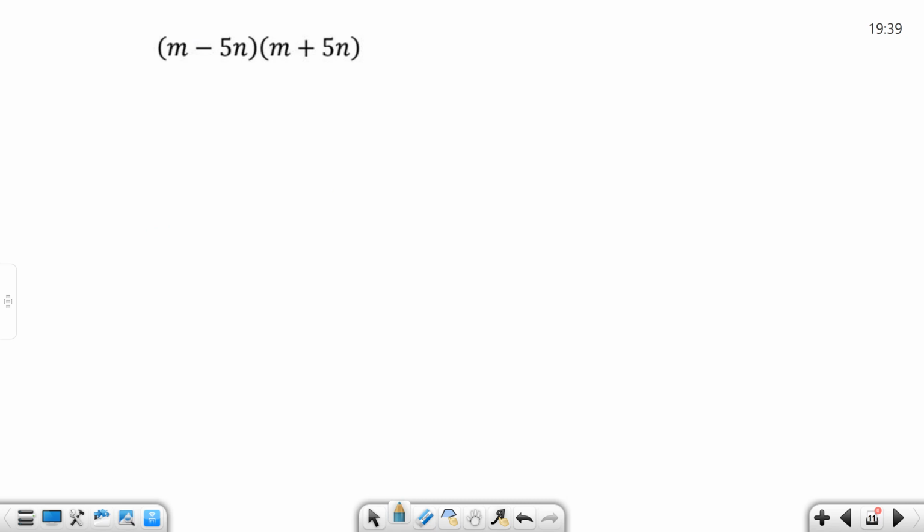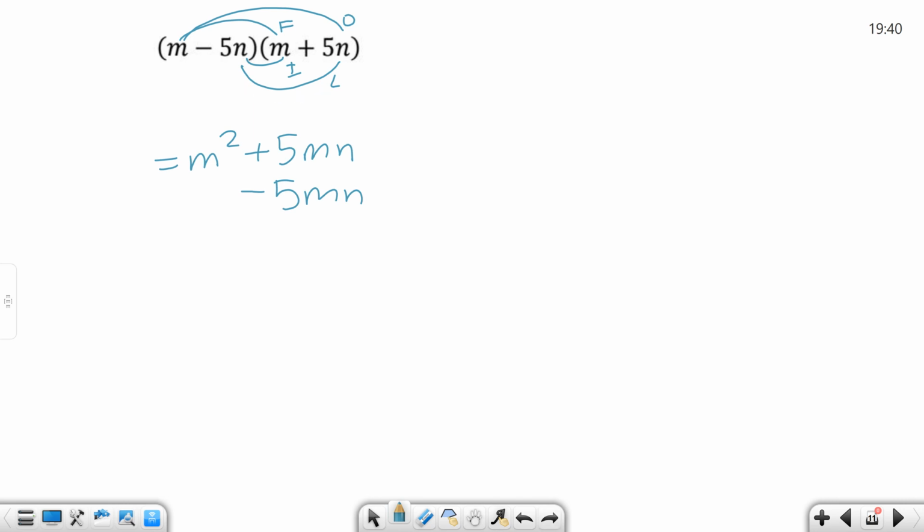Two terms times two terms. So guess what? First, outer, inner, last. So m times m is m squared. Then m times plus 5n is plus 5mn. Then here, inner, we get negative 5n times n is minus 5mn. And then last is going to be what? 5n and negative 5n is going to be minus 25n squared, because a positive times a negative, or negative times positive, is negative.